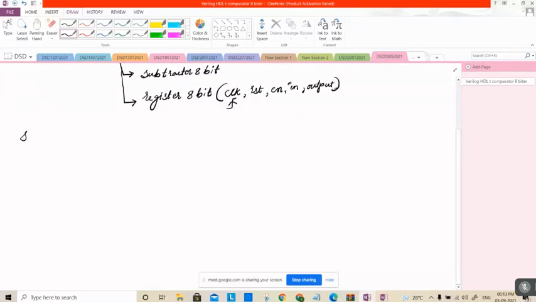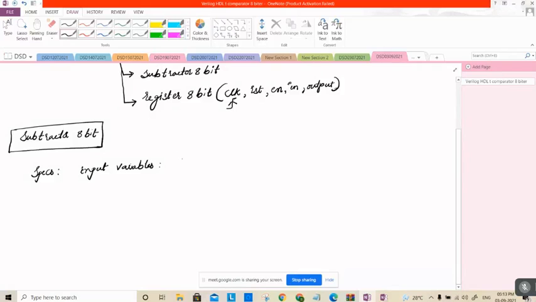Now suppose you are writing the code for an 8-bit subtractor. The first thing is you need to know the specifications of this subtractor. Specifications are the set of input variables. The subtractor is going to have two input variables, A and B, where A is 8-bit and B is also 8-bit. And here we are performing unsigned operations.